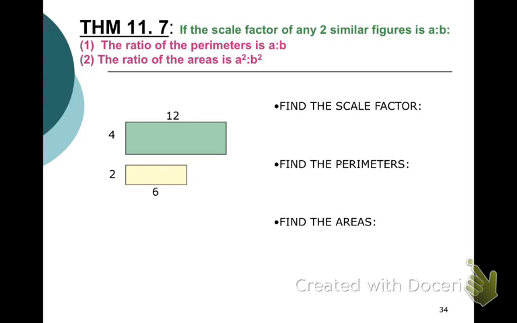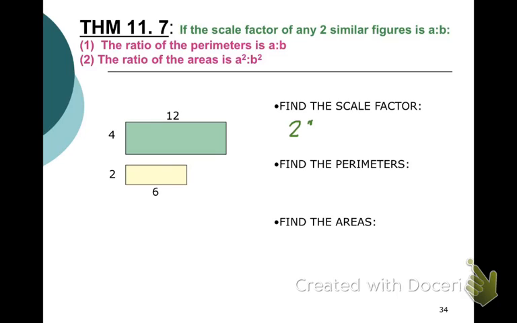But the ratio of the areas is A squared to B squared. So in that case it would be 9 to 1. The perimeters might have the same scale factor, but the areas are going to be the square of that. Okay, so take a look at these, 4 to 12. What is the scale factor of this one? These two rectangles, what's the scale factor?